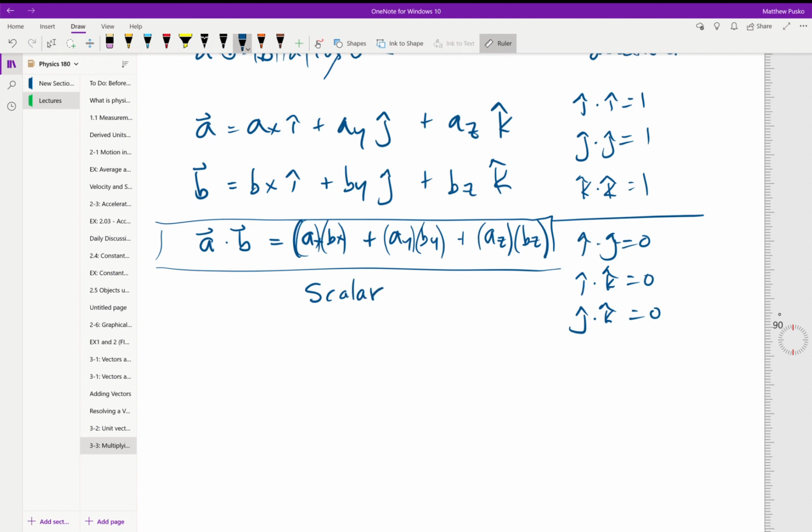Alright, we'll talk about the last way to multiply vectors, and that is the cross product, in our next video.